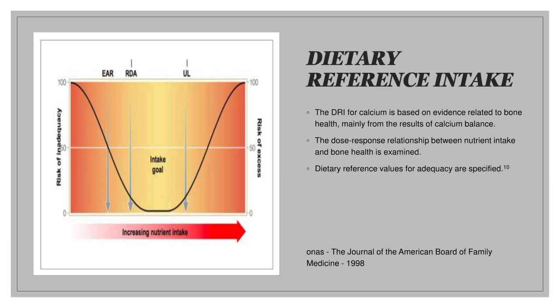Osteoporosis is a prevalent disease that affects up to 50% of the US population over age 50. A few simple diet changes can help the patient improve bone health and reduce the symptoms of osteoporosis. The DRI, the dietary reference intake for calcium, is based on evidence related to bone health, mainly from the results of calcium balance. The dose-response relationship between nutrient intake and bone health is examined. The dietary reference values for adequacy are specified.